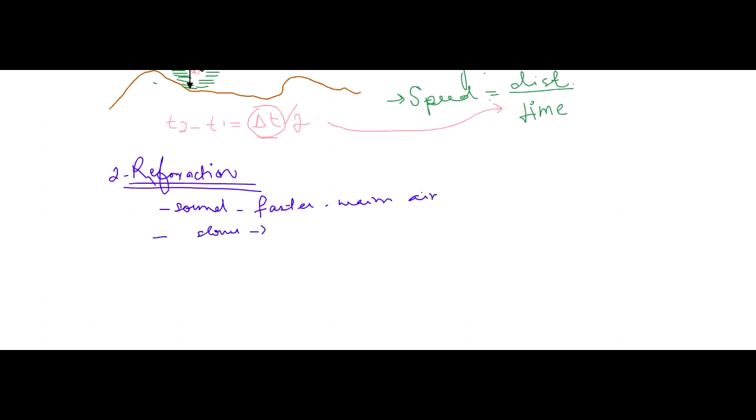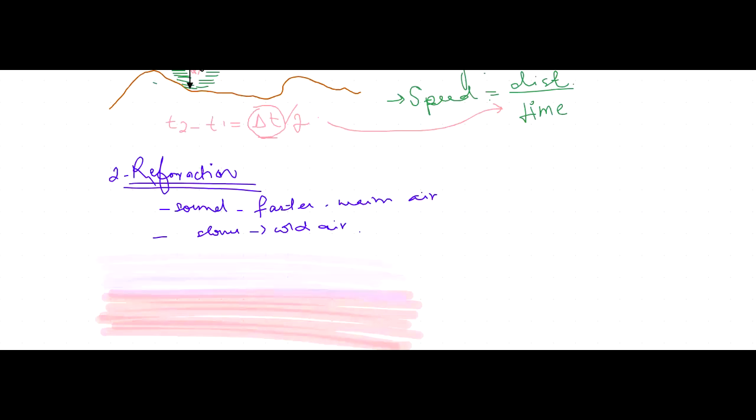Now, normally what happens in winter is that the air on the ground is a bit warmer, right? If you compare the air towards the surface of the earth and the air that's slightly higher up, there is a difference in temperature. The air towards the bottom, towards the surface of the ground, is a bit warmer. As you go higher up, the air becomes a bit cooler.